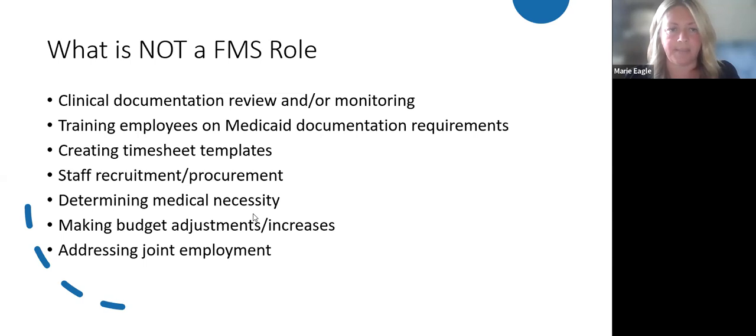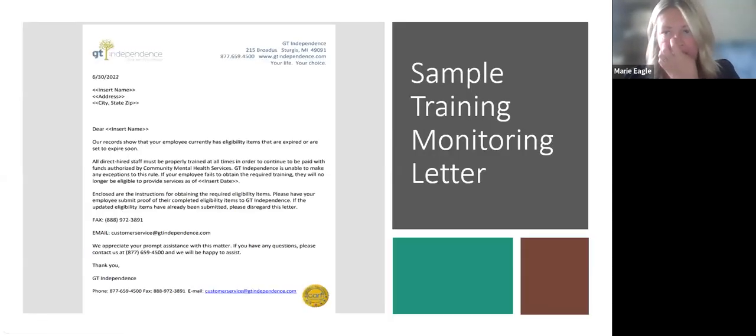And we are running low on time, so I do want to get to some of these sample tools. One of the functions that the FMS does perform is monitoring of training requirements. I'm hoping this is a sample from GT. I'm hoping, Tanya, that you can talk through your process of ensuring that employers and employees are aware when trainings are coming due and what that looks like.